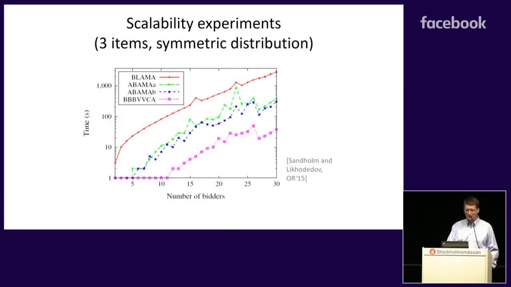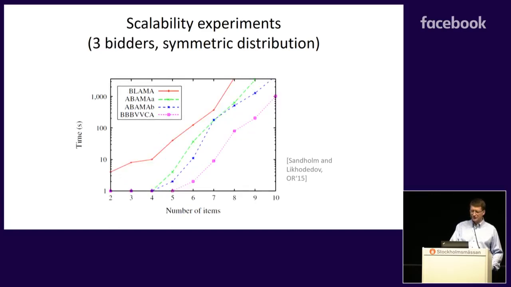All right, scalability experiments. This is three items, number of bidders on the x-axis, and you can see that it's sub-exponential, and the local search methods are much faster than grid search, of course, which is not even shown here, but the economically motivated local search methods are better than the naive gradient descent, which is the red line. Here's scalability experiments for a fixed number of bidders, varying the number of items. So that's about exponential there. Again, the economically motivated ones are better than the straightforward gradient descent.